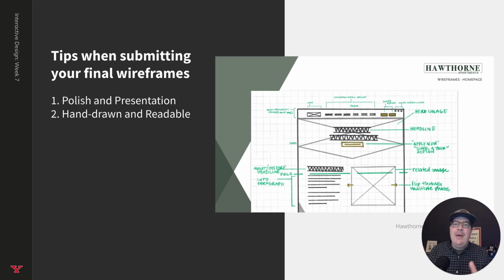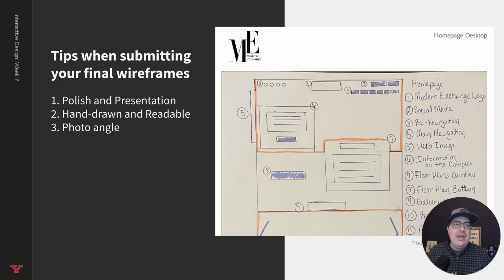Once we think about advanced interaction design and things like that, we might move into some more digital programs and platforms. But for right now, we're focused on mastering the hand-drawn, annotated wireframes approach to UI UX design. So important tip number 2, polish and presentation, remembering your polish and presentation, and also making it hand-drawn and readable. And a good example here is the Hawthorne Apartments. All right, tip number 3 is your photo angle.